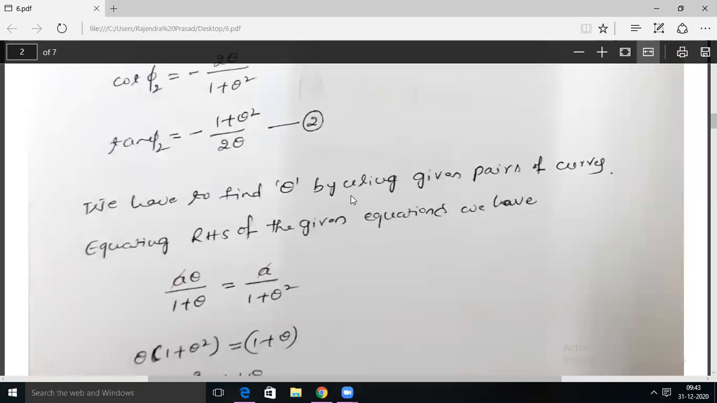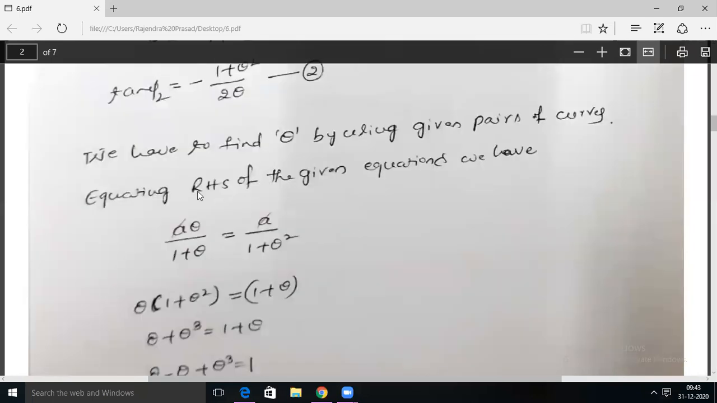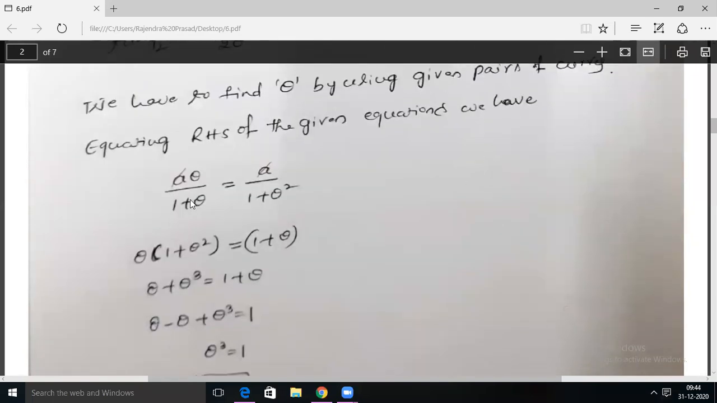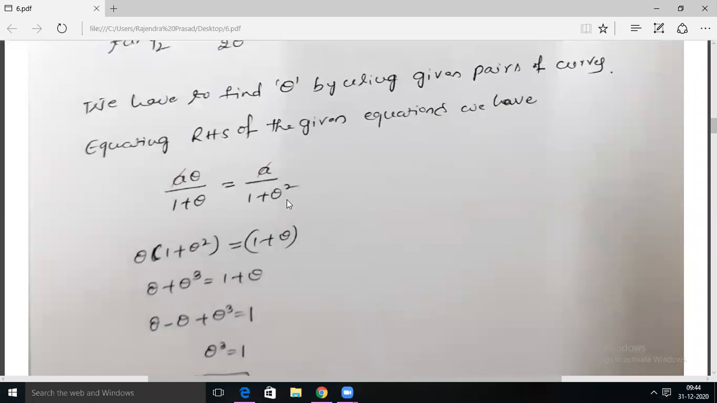We have to find theta by using the given pairs of curves. Equating the RHS of the given equations, we have a theta upon 1 plus theta is equal to a upon 1 plus theta square. So we equate the RHS parts of the given pair of equations. The a gets cancelled. Cross multiplication: theta into 1 plus theta square is equal to 1 plus theta into 1, because a got cancelled.